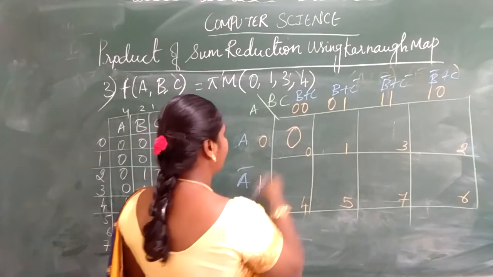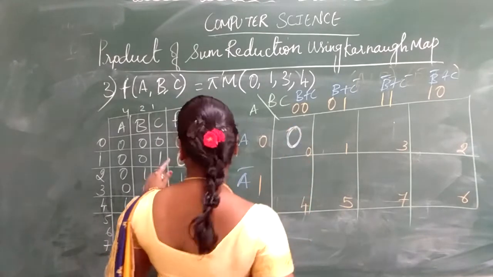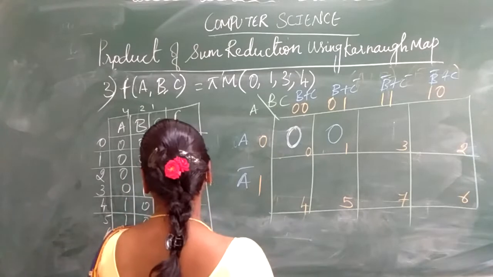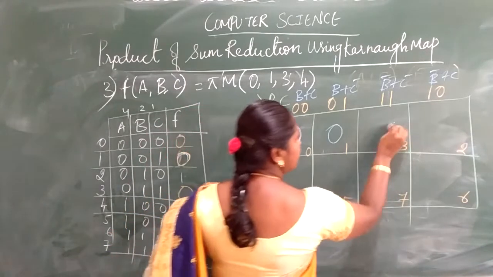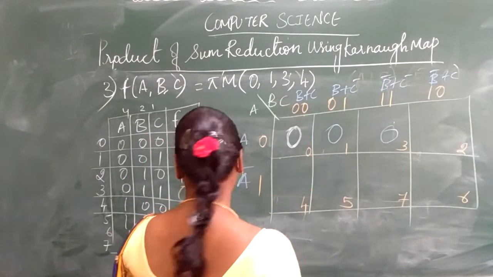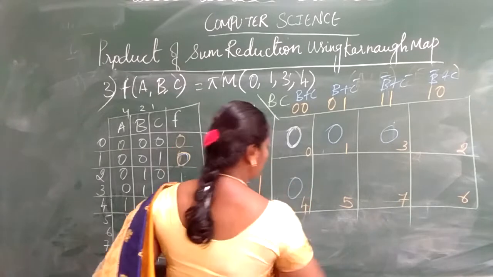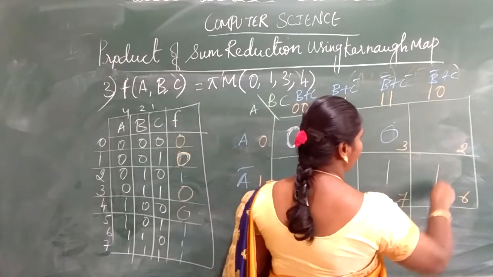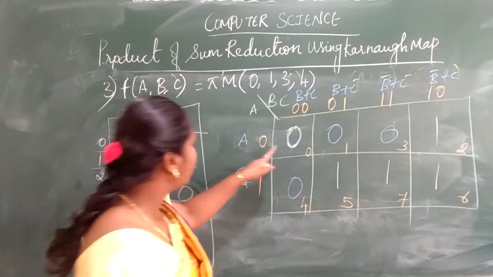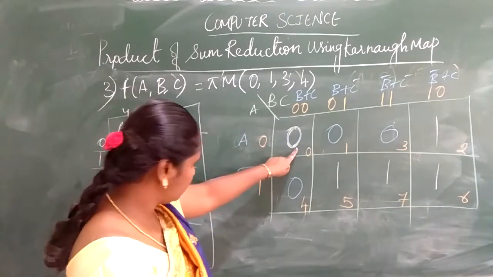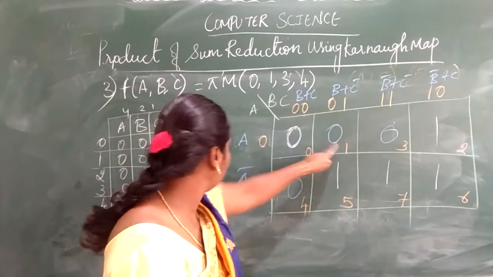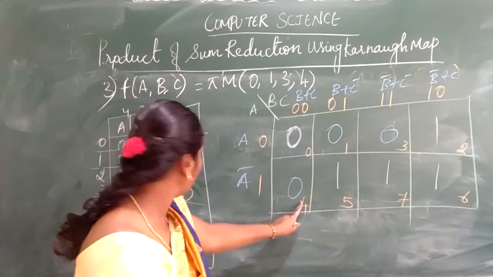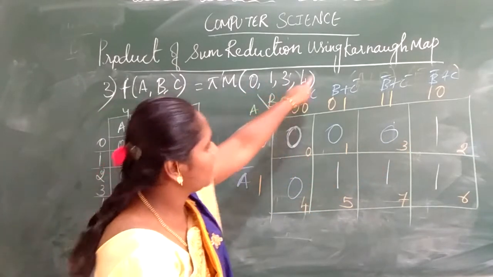Next, next you have 1, 0. Next which one? M3, 0. Next M4, 0. The remaining places you put 1. Once again I am telling: M0 has 0, M1 has 0, M3 has 0, M4 has 0. So 0, 1, 3, 4.